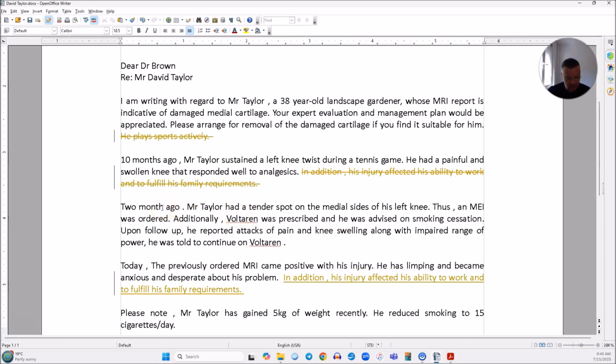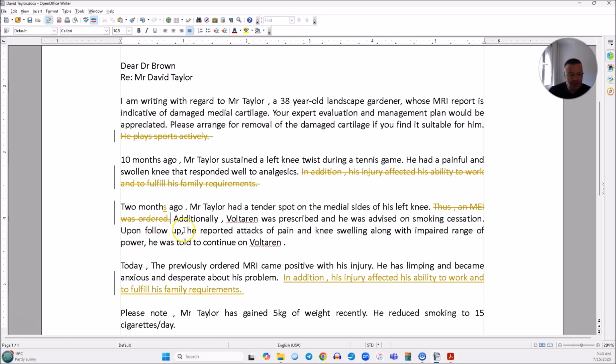Two months ago, Mr. Taylor had a tender spot on the side of his left knee. An MRI was ordered. Thus, OET says don't use it, it's old-fashioned. It's not the Old Testament. Thus, an MRI was ordered. Just tell me what the MRI actually shows. You don't have to tell me what test you ordered, tell me what it showed. Voltaren was prescribed, he was advised of smoking cessation. Well, unless you're going to tell me what he was smoking before and why he should stop.